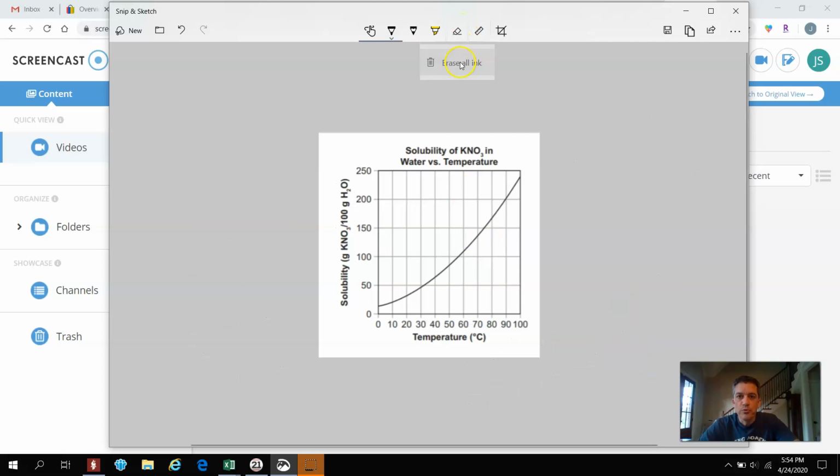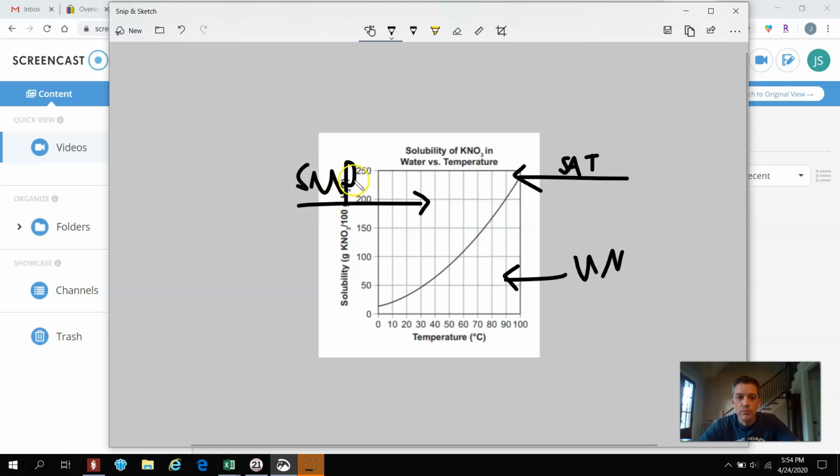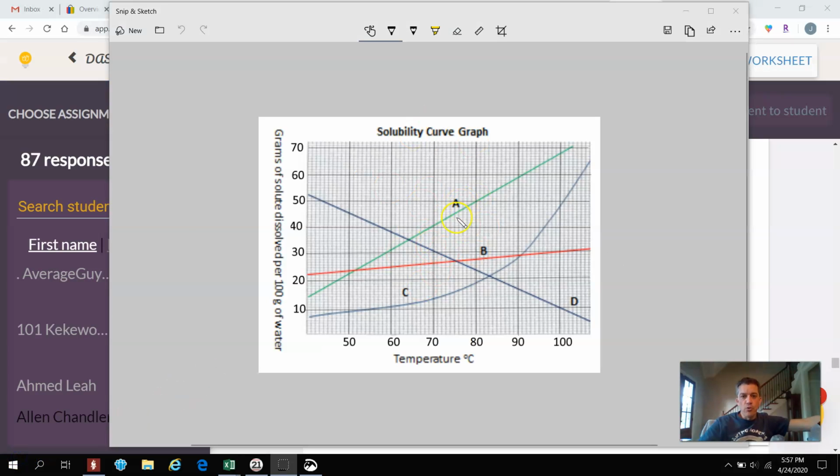Okay, so if we go through and look at this again, if we dissolve something on the line, that's the saturation point. If we dissolve something where it's beneath the line, then it's unsaturated, because we should be able to dissolve more. And if somehow we've got a dot above the top up here, then that is going to be supersaturated.